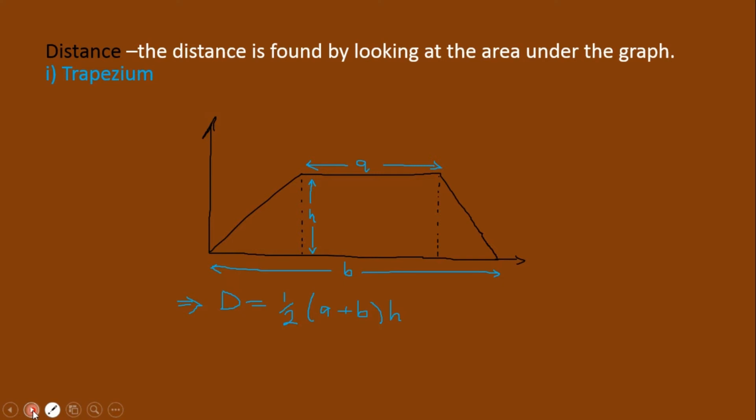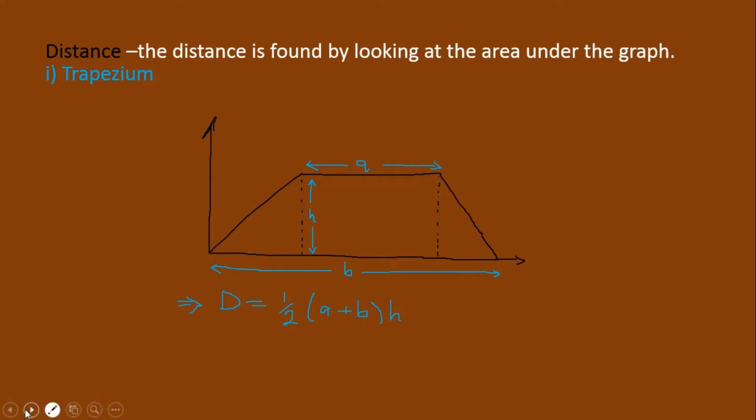Here we have the trapezium. We all know how to find the area of a trapezium, which is half multiplied by (a plus b) times height. This is the a, this is the height, and that's the b. Once you use this formula, you have found the distance traveled on this graph. It might be an object traveling on foot, a car, a train, or an aeroplane. The distance covered is just the same as the area of a trapezium.